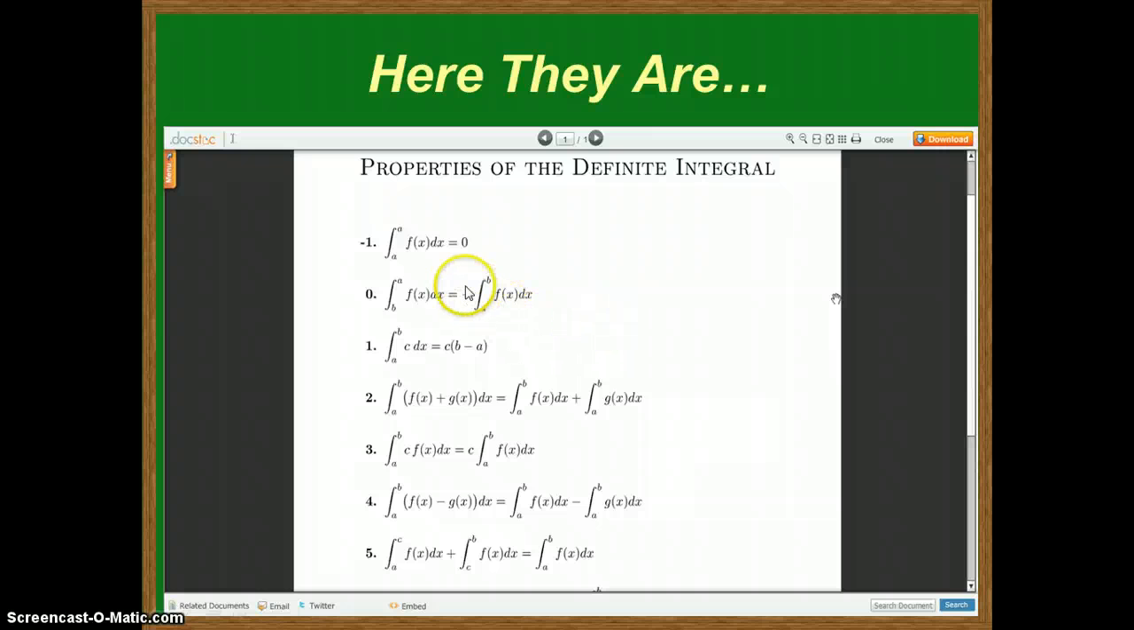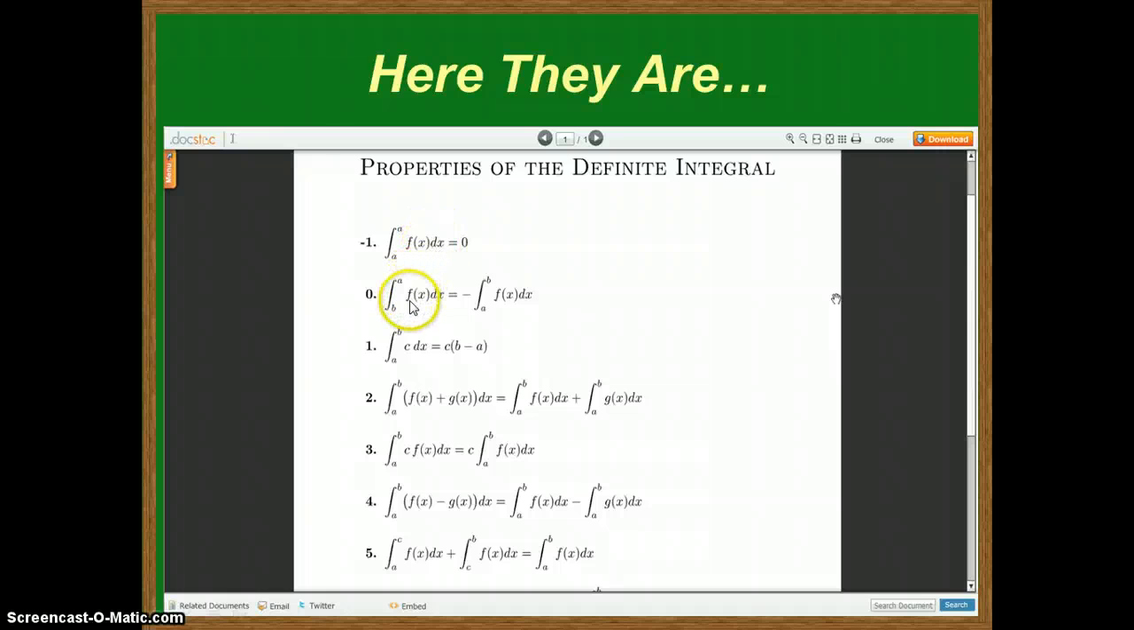The first property says that if we take the integral of a function at a and a, the value of that integral is 0. Well, this makes sense because really what I'm doing is just taking the integral at a point, okay? And that would have to be 0 because the width of our interval would be 0.